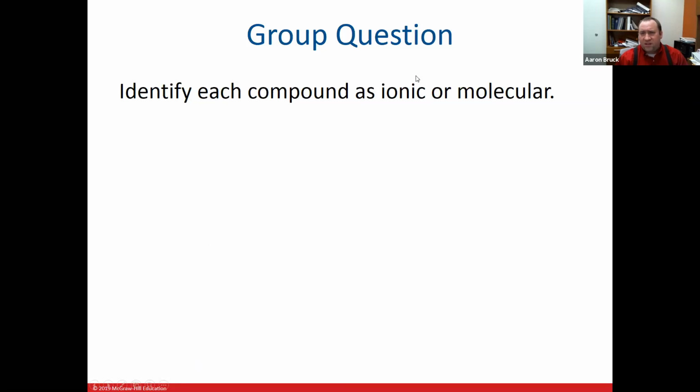All right, so let's work through this together. I'm going to ask you to use the chat here. And as I bring up different compounds, either give me an I for ionic or an M for molecular. So here we go. CCl4, carbon tetrachloride. Is this ionic or molecular? Give me an I for ionic, an M for molecular.